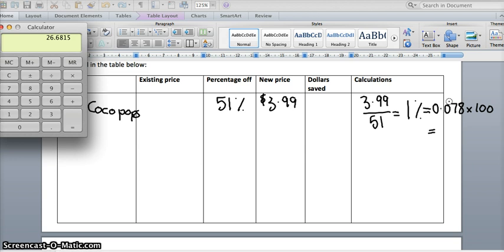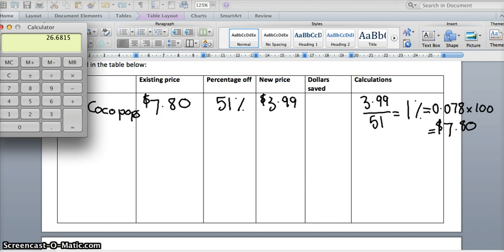Move that decimal place 2 places now. We get 0.78. No. We're multiplying it, so we're moving them this way. 0.78. $7.80. Okay. Our original price, we believe, is $7.80.